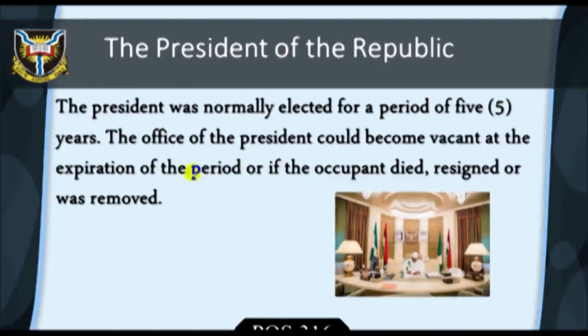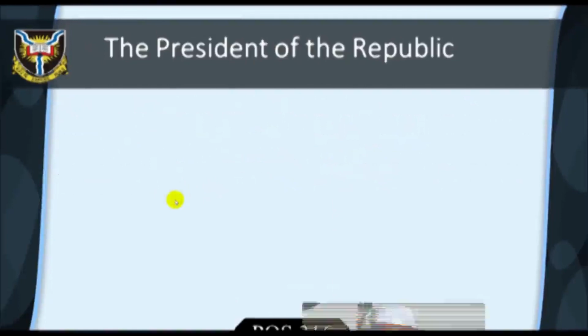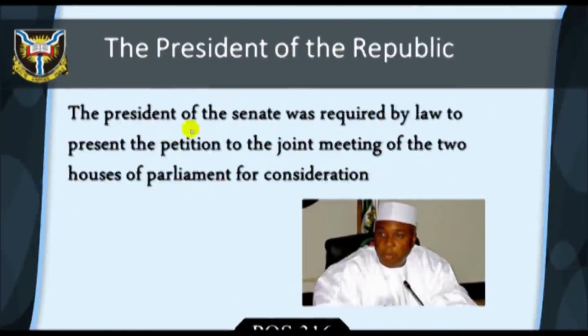The president could be removed from office for misconduct, ill health, physical or mental disability that prevents him from carrying out duties of this office. The process required the submission to the President of the Senate a petition signed by either 2/3 of the members of the House of Representatives or members of the Senate requesting that the conduct of the President of the Republic or his mental or physical condition should be investigated.